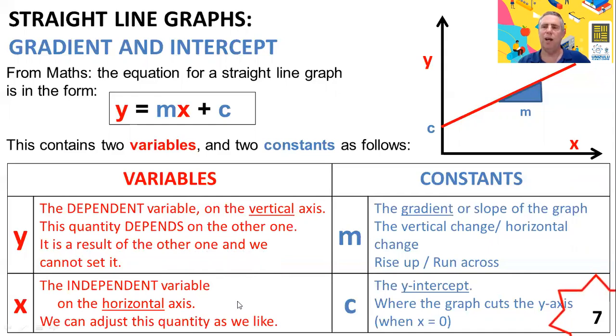So when you have time as a variable, it's mostly on the horizontal axis because time just carries on and is not dependent on anything else. Two constants: the gradient, which shows how steep the graph is, and then the y-intercept shows where the graph cuts the y-axis when x is equal to 0.